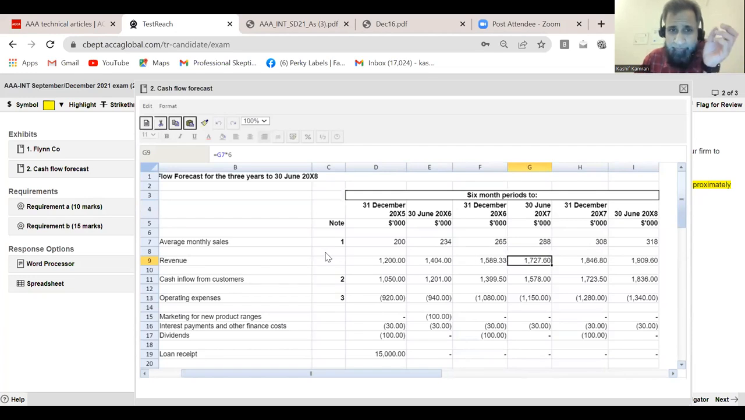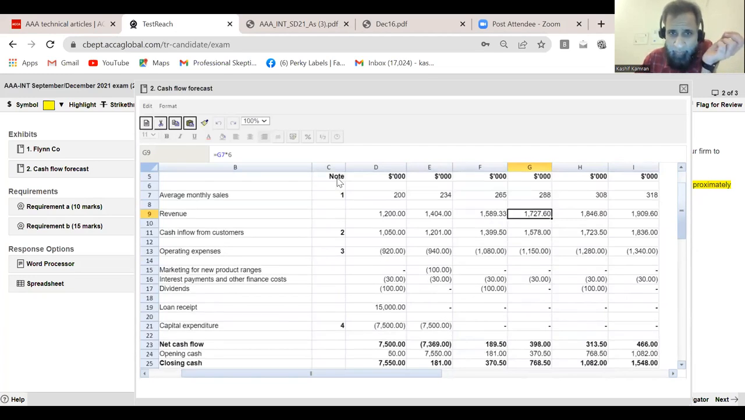Now in the cash flow, they have given some note numbers. I hope you can see the note numbers here. The note numbers are basically the assumptions. So you will look at the assumptions. For every note number, which is every assumption, you write 1 point challenging the assumption. So straight away you get 4 marks, right? Every assumption, 1 point minimum.